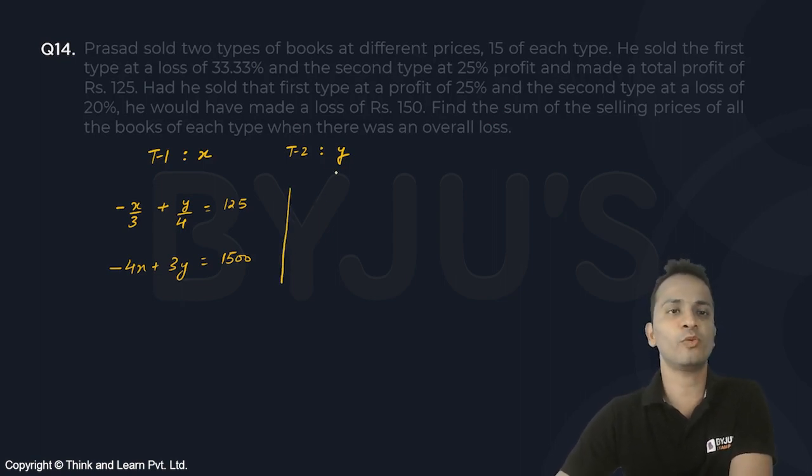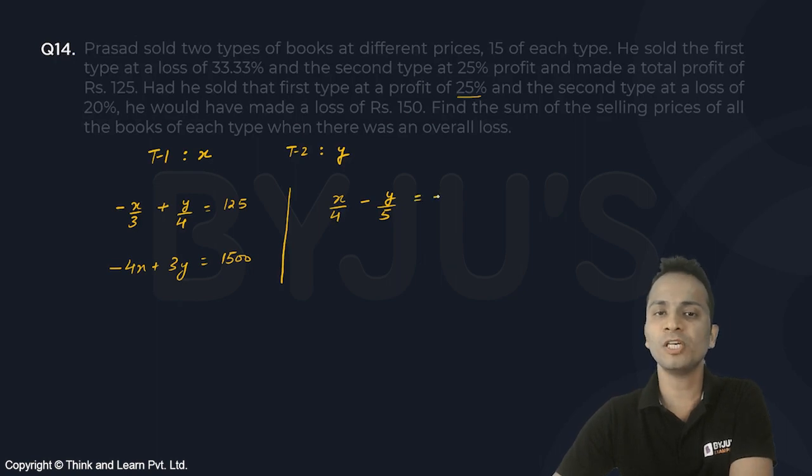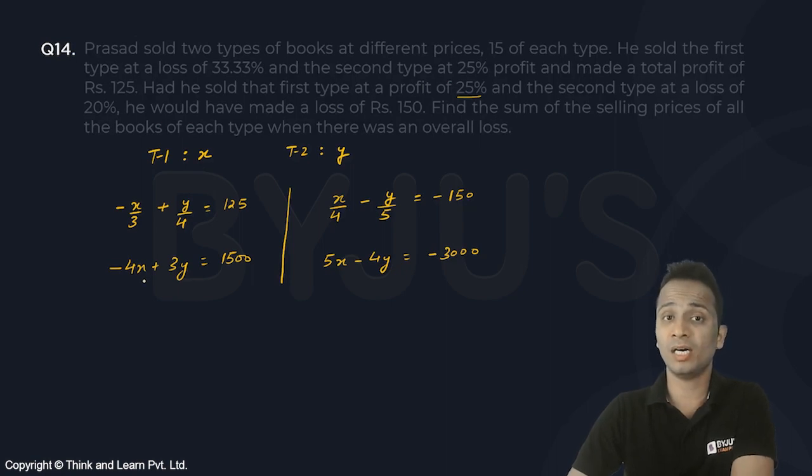Now let's make the second equation. Now had he sold the first type at a profit of 25%, so that means x upon 4, and the second type at a loss of 20%, minus y divided by 5, he would have made an overall loss of 150 rupees. So overall, I have minus 150. So again, doing cross multiplication, the equation will be 5x minus 4y is equal to minus 3000. So you have two equations. Let's solve them and get the values of x and y.